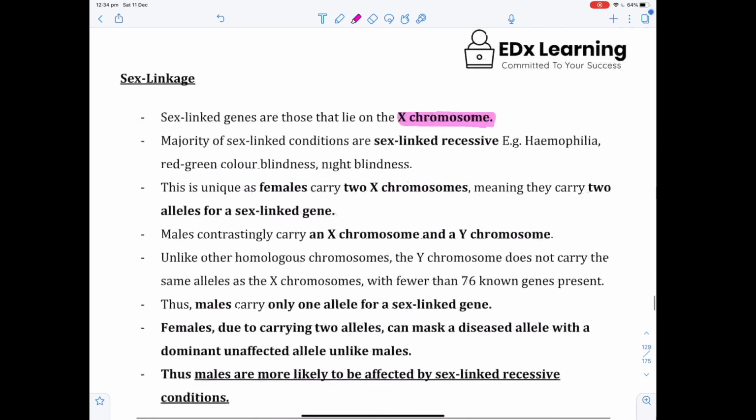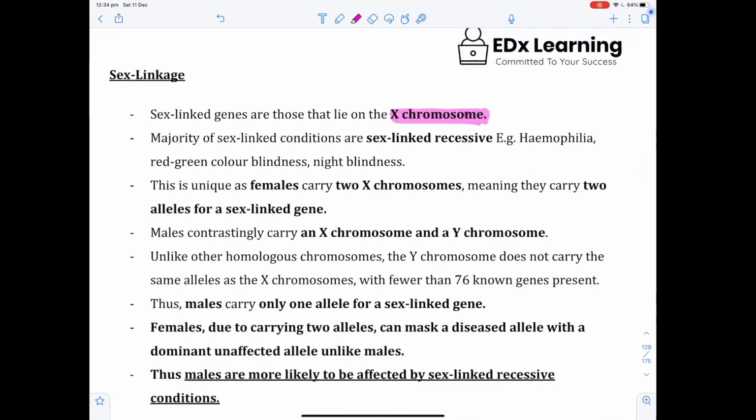Good. Now, some examples of traits that are sex-linked. The most common one is colorblindness, right? So you'll notice that colorblindness lies in the X chromosome. So males are at much higher risk of getting colorblindness, and we'll explain how that is based on X-linked inheritance shortly.